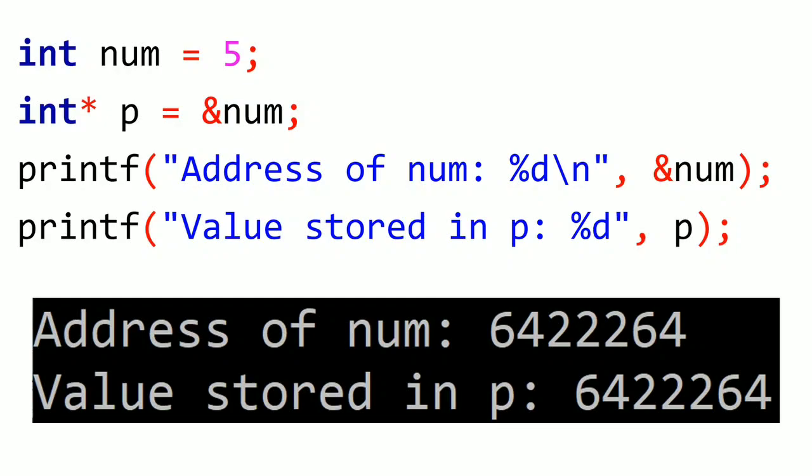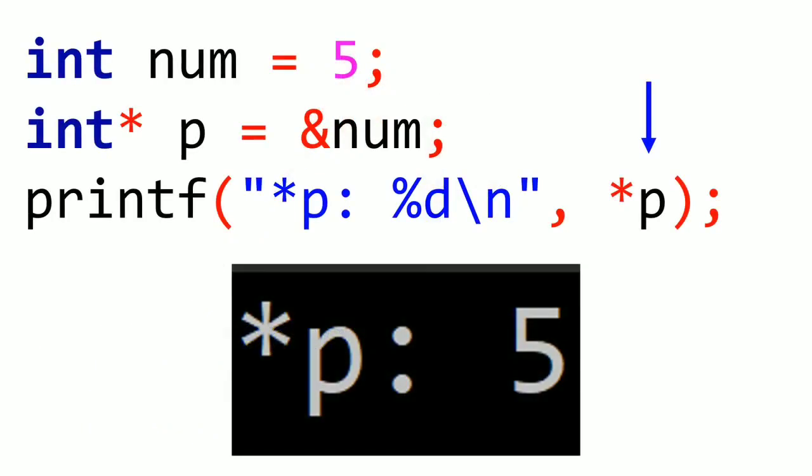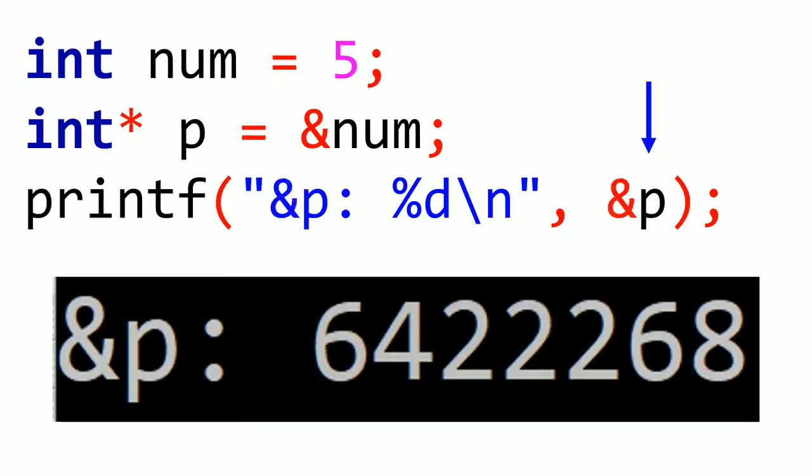But we want to get the value of the pointed variable, not the address. And for that, we have to put an asterisk like this, also called the dereference operator. So if we print asterisk p, we get 5, which is the value stored at the address held in the pointer. We can even get the address of the pointer itself, because as said earlier, the pointer also has an address in the memory, by using the ampersand before it, the address operator. And you can notice that it's different from the address of num, because they are two separate variables in the memory.